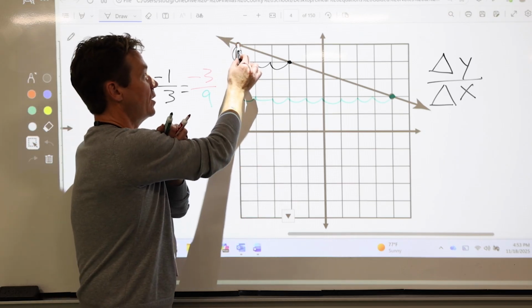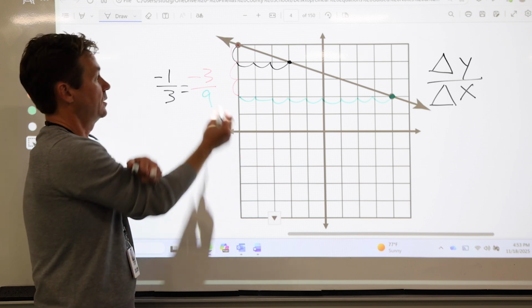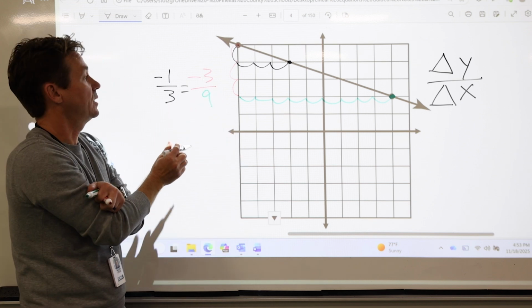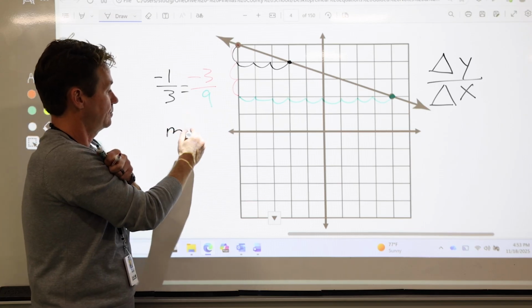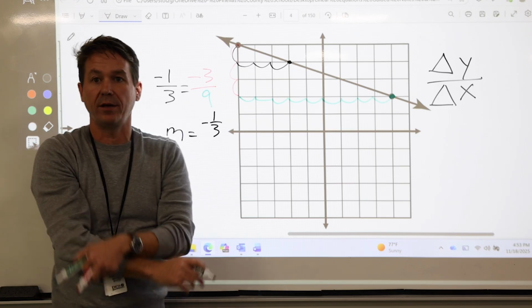So even if you're going from a point and another point farther away, you can still find your slope, simplify it, and that will be it. So your slope is -1/3.